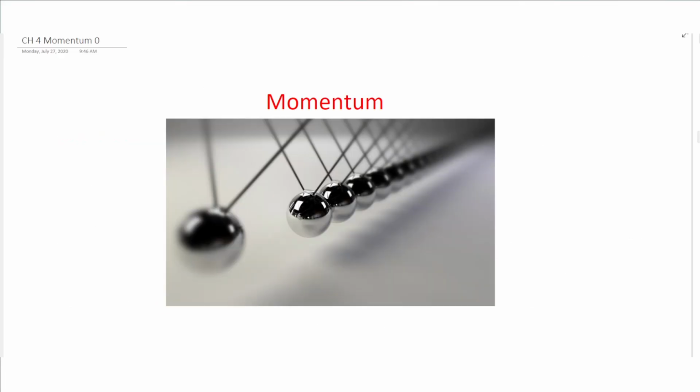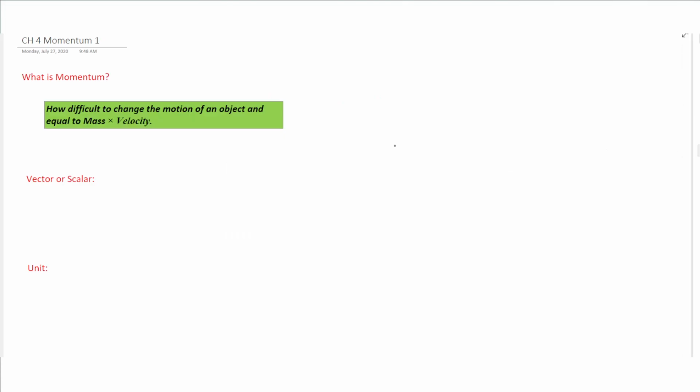Okay, chapter 4 is about momentum. First, the definition of momentum: it is how difficult it is to change the motion of an object. Or you can just write the equation that momentum is equal to mass multiplied by velocity, or the product of mass and velocity. The mass must be in kilograms and the velocity in meters per second. So the unit is kilogram meter per second, or there is another unit from another equation, Newton second, not Newton per second. It is a vector quantity, it has a direction.